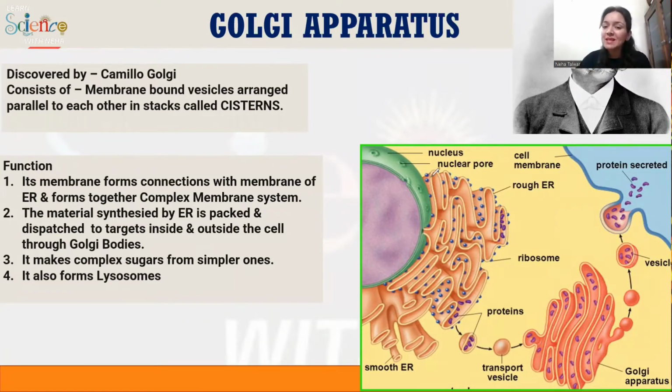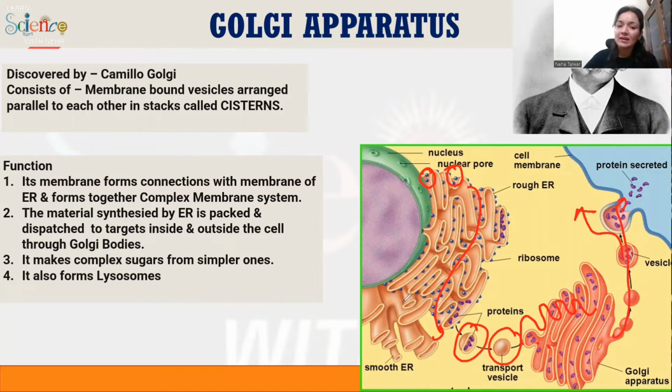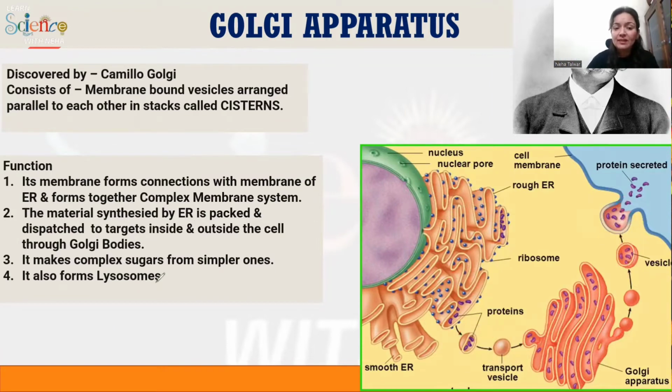Whatever proteins are formed by the endoplasmic reticulum are passed to the Golgi bodies. They are packed properly and then move like this, and are transported maybe outside the cell, or if required inside, they will go inside. So basically the function of Golgi bodies is to pack and transport proteins. Along with it, Golgi bodies have the major function of creating lysosomes. Lysosomes are suicidal bags.